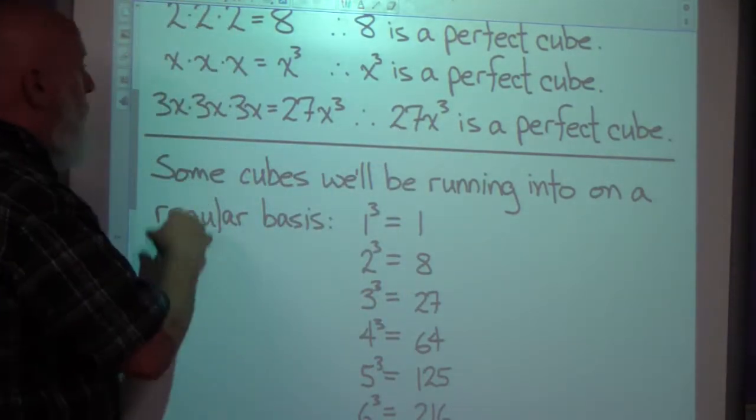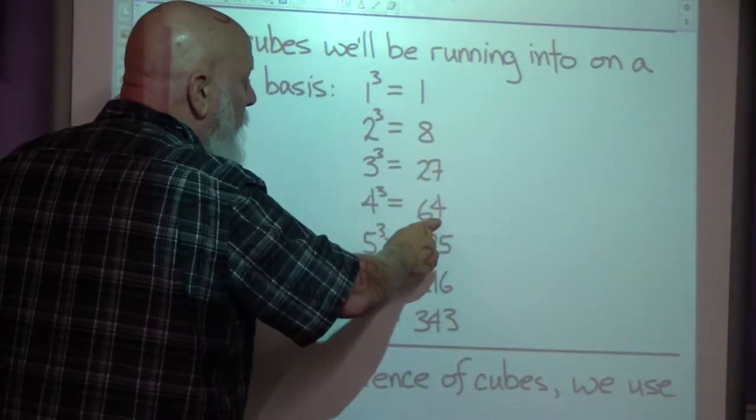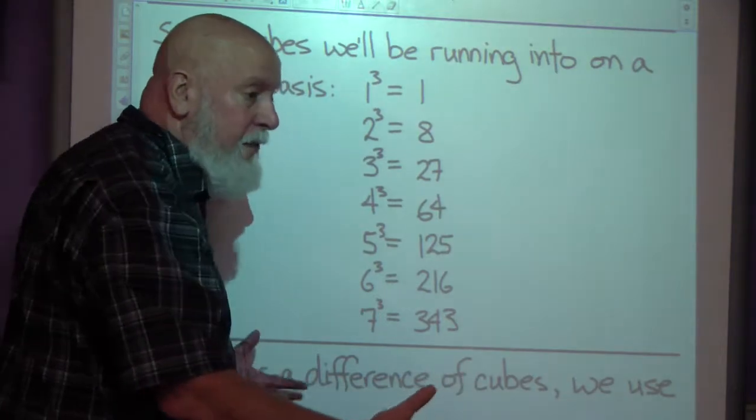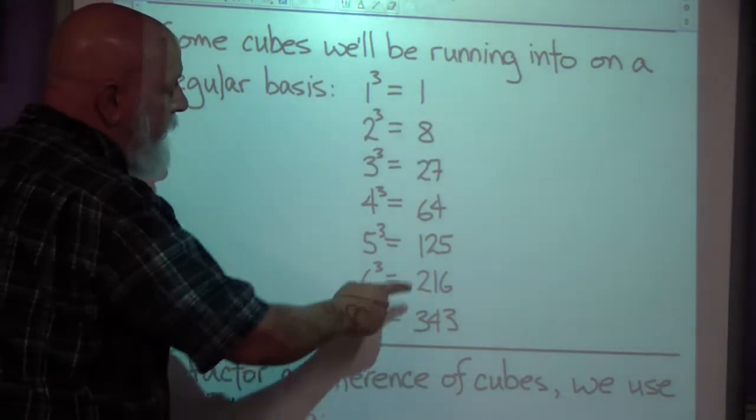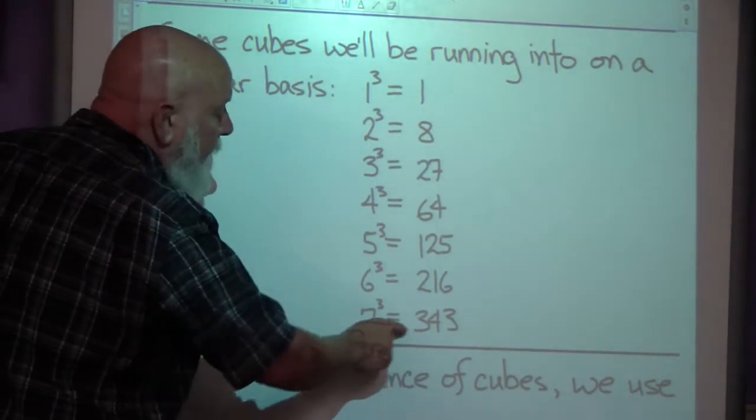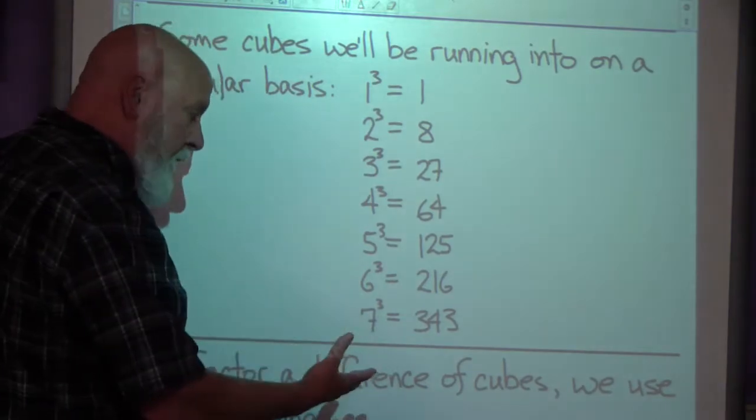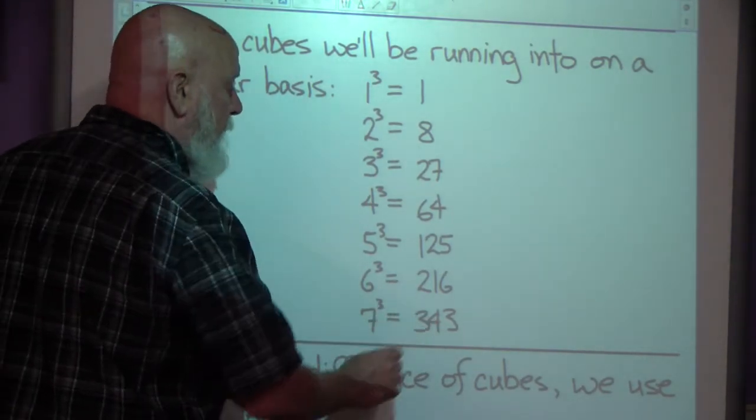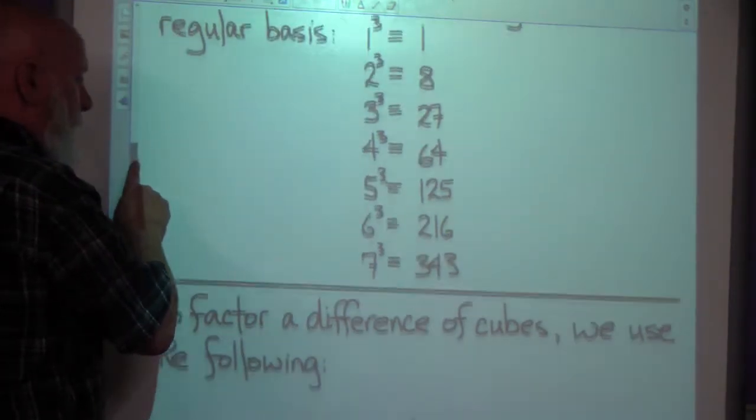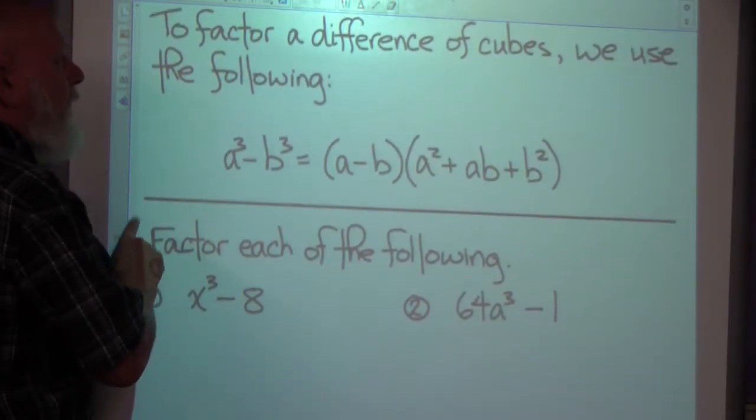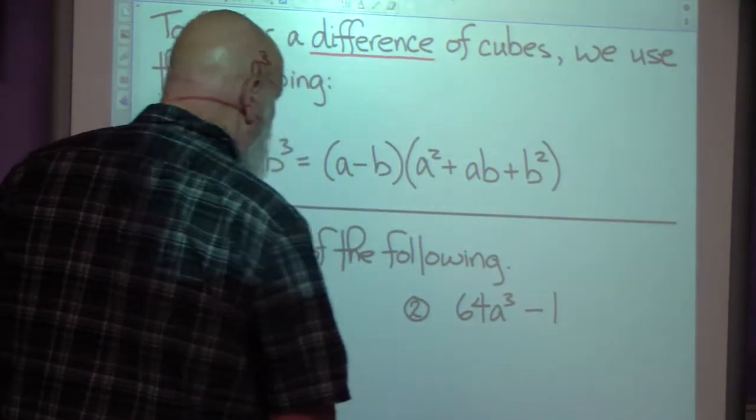We're going to be running into the same cubes that we ran into with the sum of cubes. We run into these cubes all the time. There are obviously an infinite number of cubes, but these are the ones you run into a whole lot: 1, 8, 27, 64, 125, 216, 343, and so forth. If I said, what's the cube root of 343? You would tell me 7, because 7 times 7 times 7 is 343. These are the perfect cubes we're going to keep our eyes open for, and their cube roots.